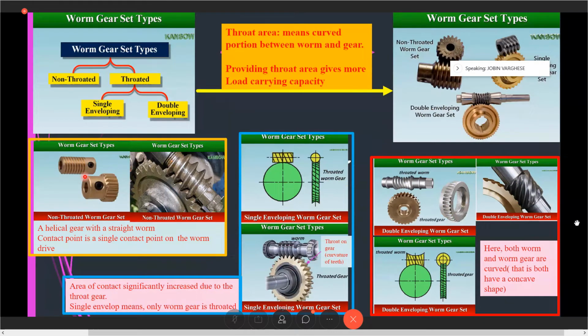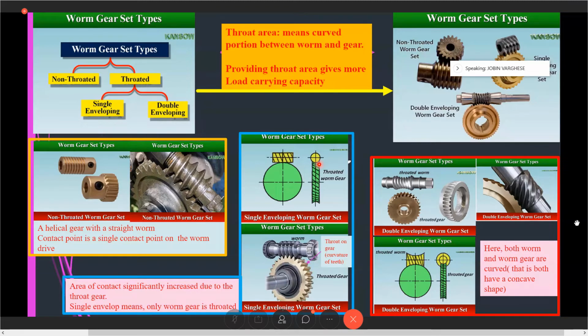So in fact, you can say this is a straight one. We again classify this worm gear set into three: non-throated, throated with single envelope, and throated with double envelope, which I have already explained. This is another classification where we can see the non-throated, meaning there is no throat over the teeth, so everything is straight. Now it comes to the throated, in which the single envelope has a small curvature over the teeth, on the top line of the teeth.